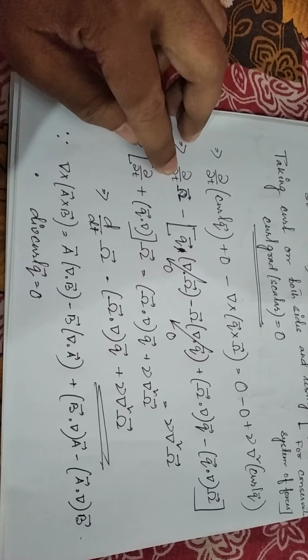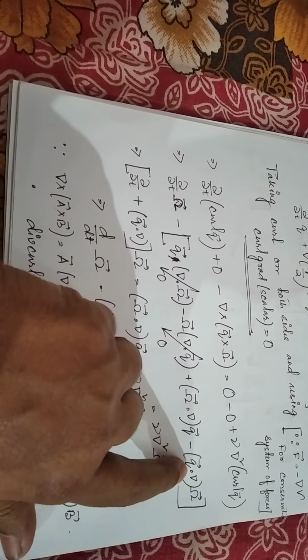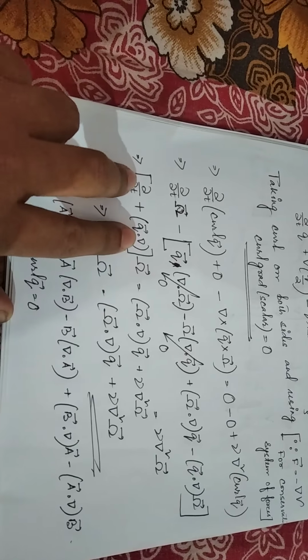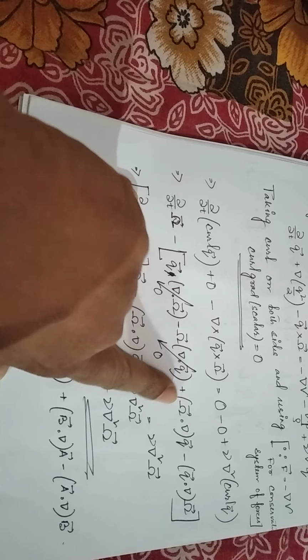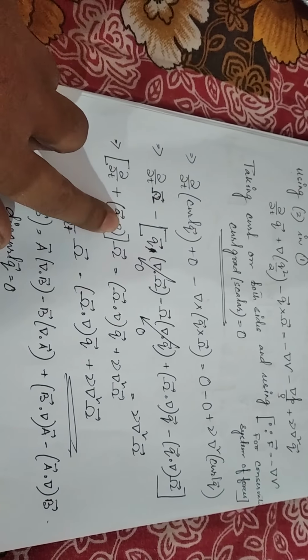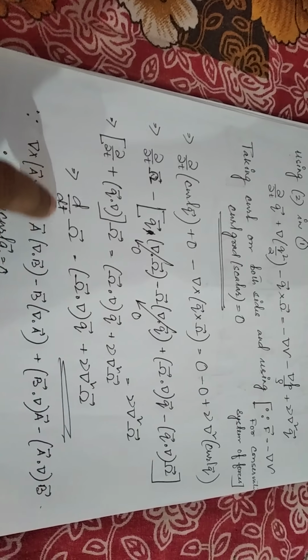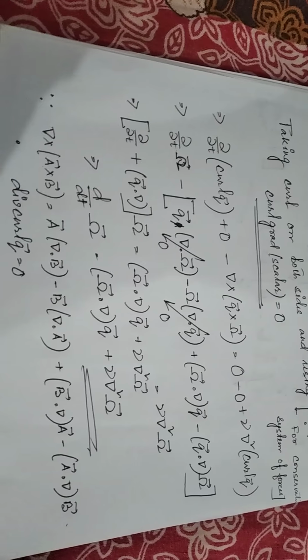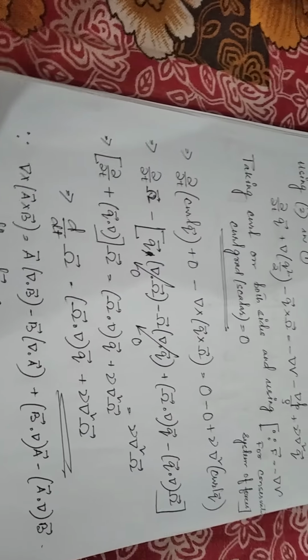Now del/del t is the local derivative. With this local derivative, we are bringing this term because this gives us the convective derivative. The remaining term is with a minus sign, so we have taken this term to the right hand side. So local plus convective is this. This is also known as the vorticity equation. So till now, these are the three important properties of viscous fluid.